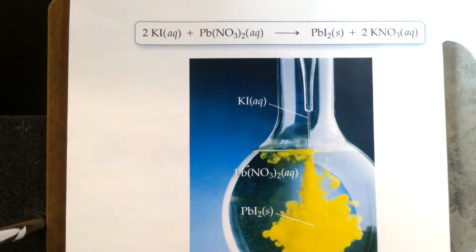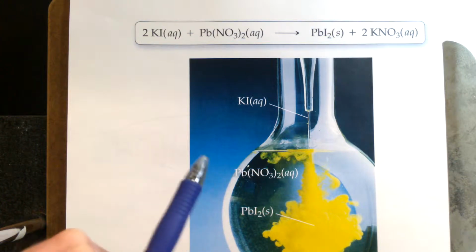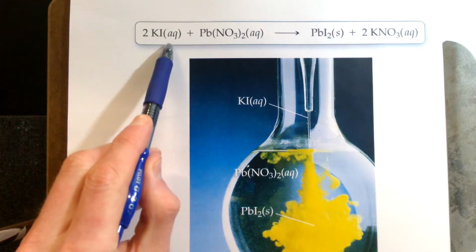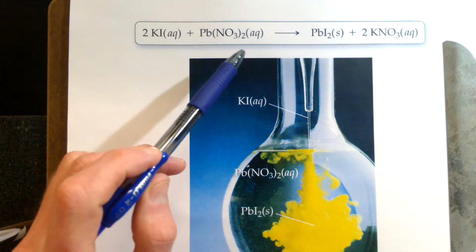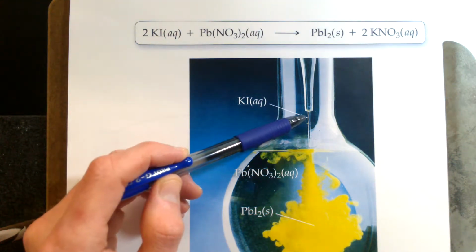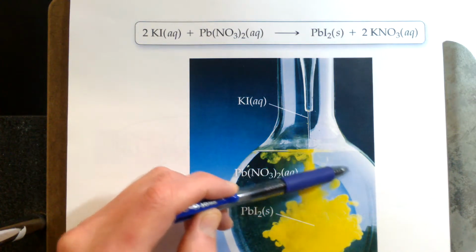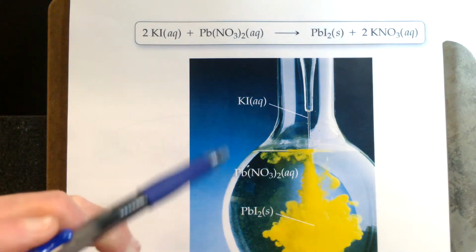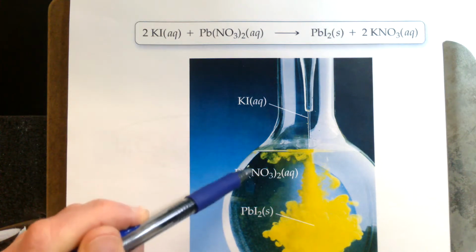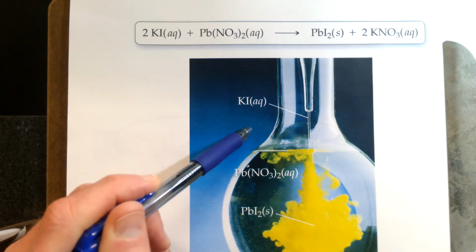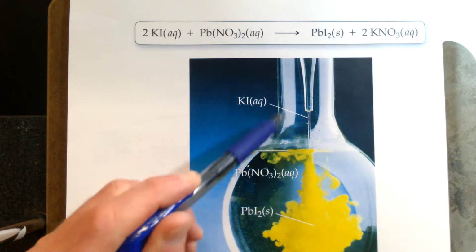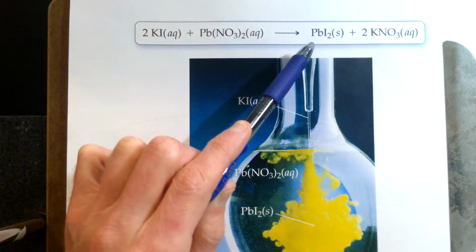Okay, let's talk a little bit about precipitation reactions. Precipitation reactions are often categorized as double displacement, or some people use the phrase double replacement reactions. In a precipitation reaction, two aqueous solutions are mixed together, and you can notice here we have potassium iodide, and then we have a lead 2 nitrate solution, and they're both colorless. Those two aqueous solutions are mixed together, and upon mixing, a precipitate, an insoluble solid, is formed.